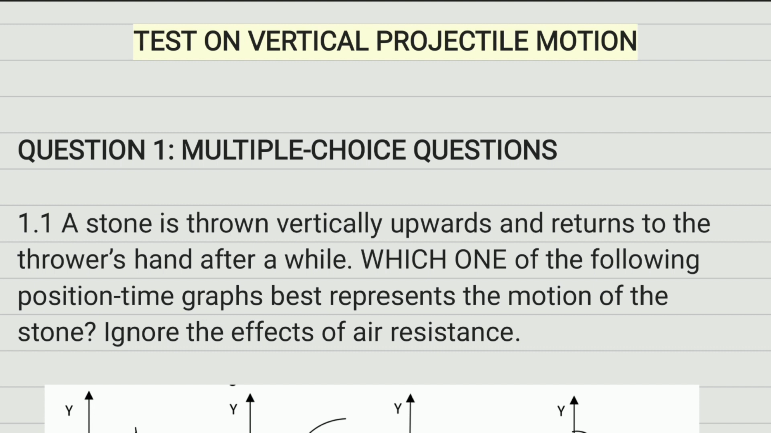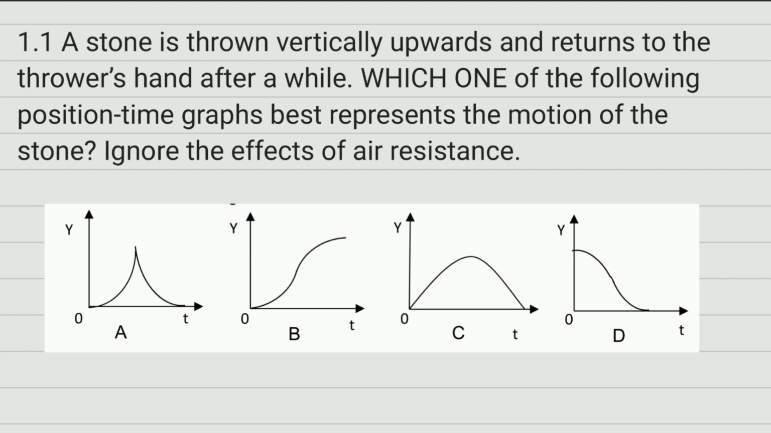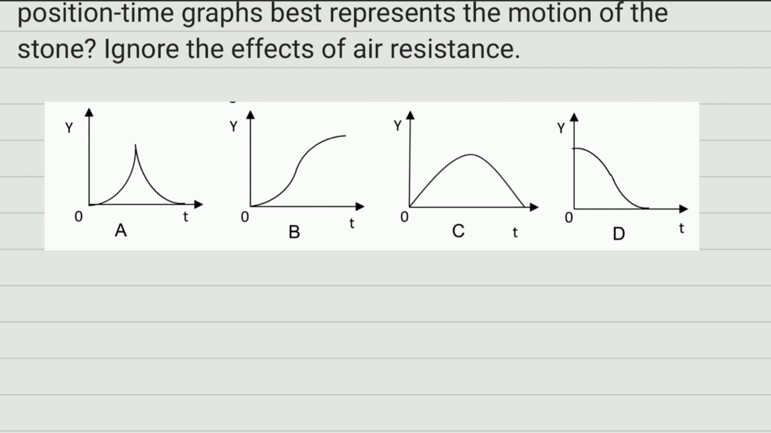Question one is a multiple choice, and it says: a stone is thrown vertically upward and returned to the thrower's hand after a while. Which one of the following position-time graphs best represents the motion of the stone? Ignore the effect of air resistance.